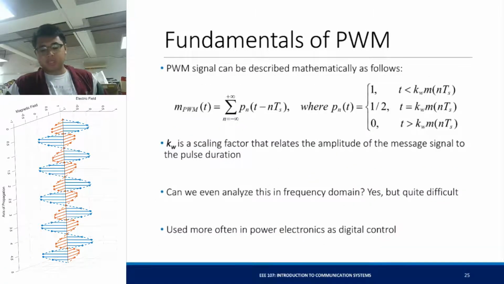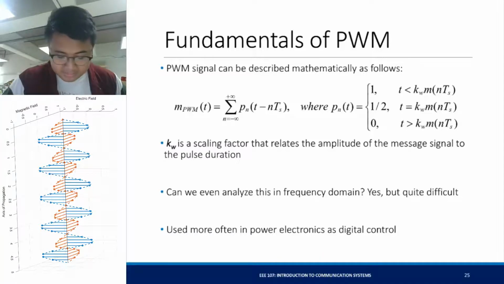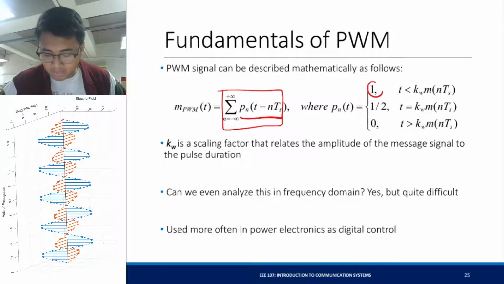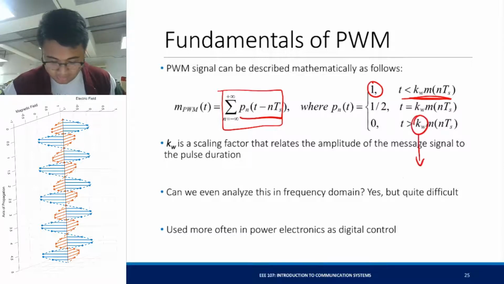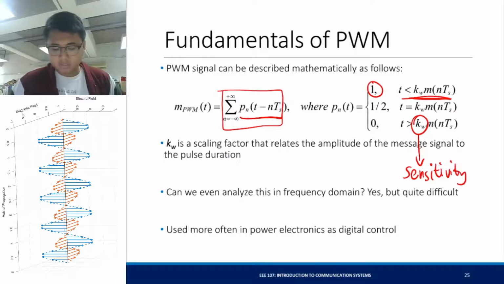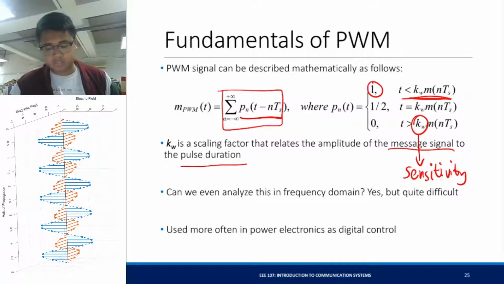Okay? So mathematically, your PWM signal can be described as this, where your pulse is 1 depending on the message signal multiplied by some sensitivity or scaling factor. So the scaling factor relates the amplitude of the message signal to the pulse duration.